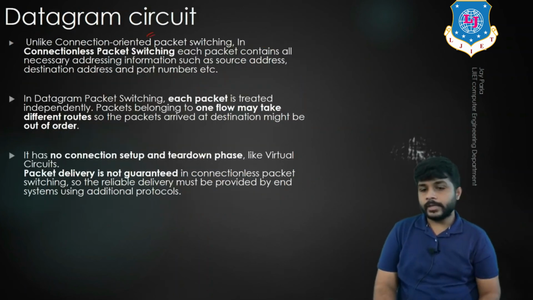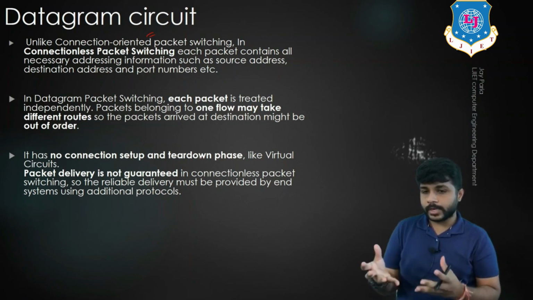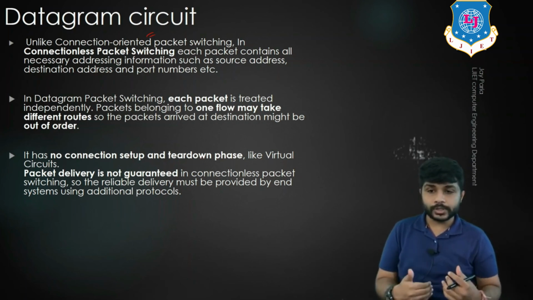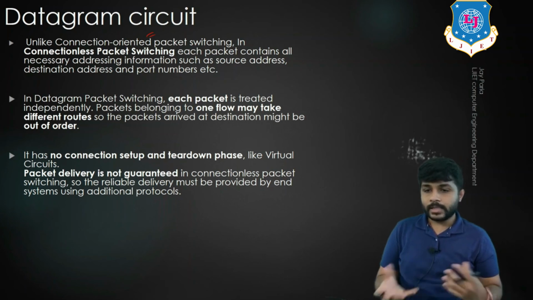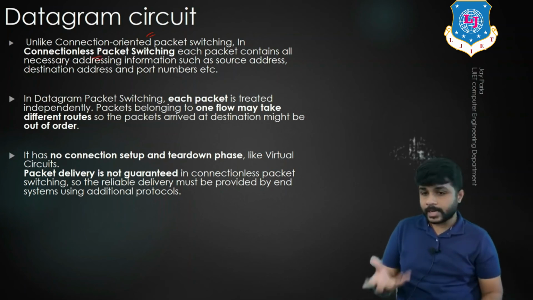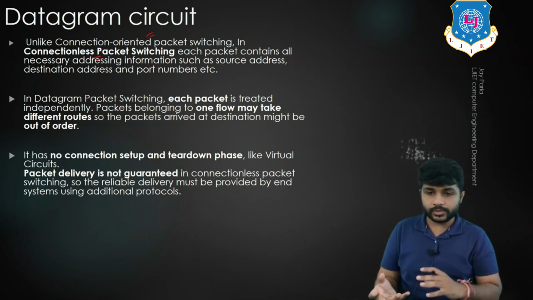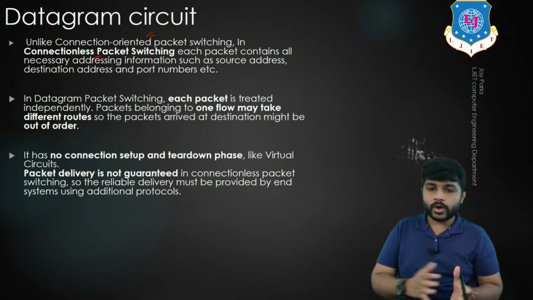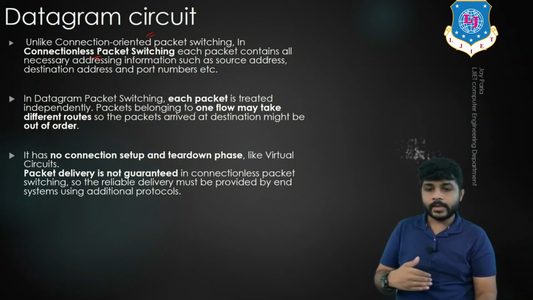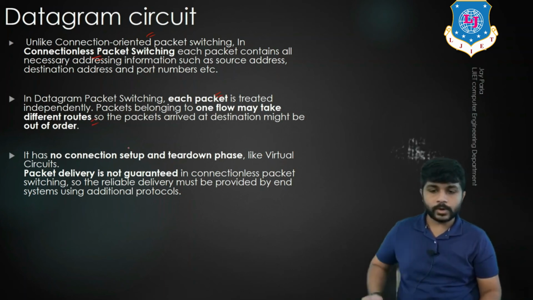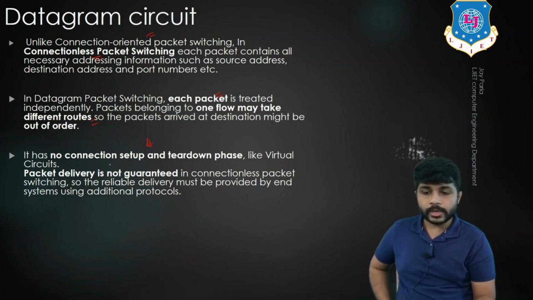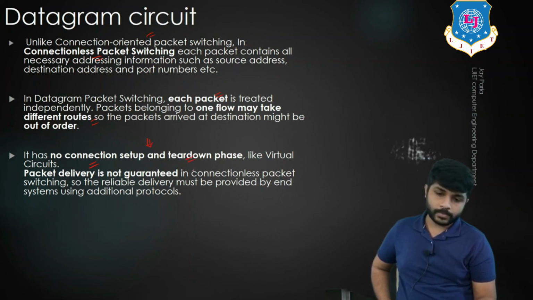Datagram circuit is somewhat like a combination of circuit switching and message switching. There is no need of establishing a connection, and each packet will be transferred from source to destination. How is it different from the virtual circuit? There is no need of setup connection and tear down connection, and packet delivery is not guaranteed.